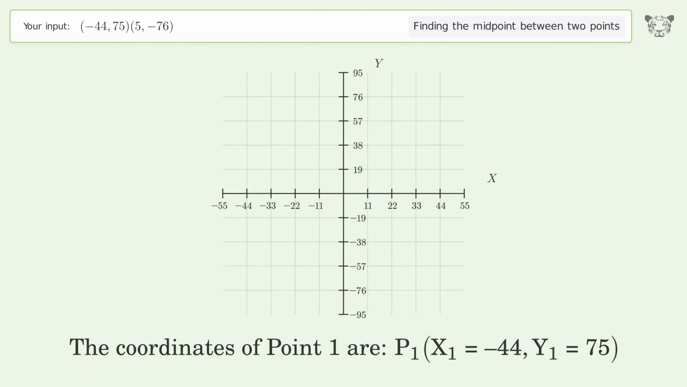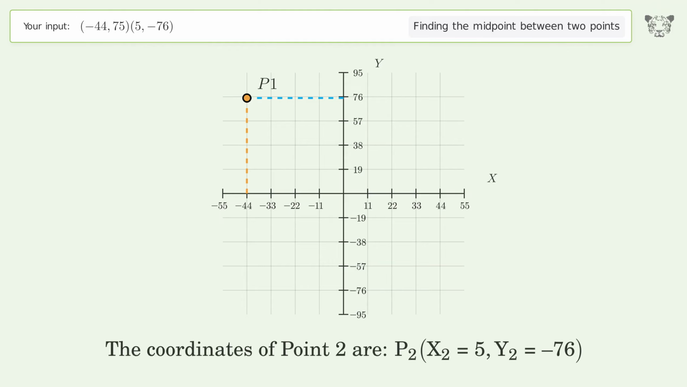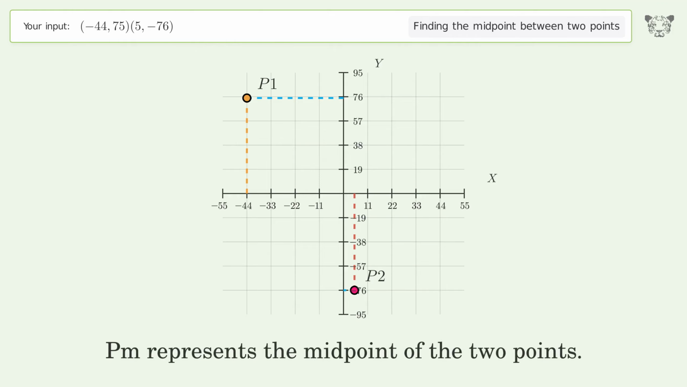The coordinates of point 1 are, x1 equals negative 44, y1 equals 75. The coordinates of point 2 are, x2 equals 5, y2 equals negative 76. PM represents the midpoint of the 2 points.